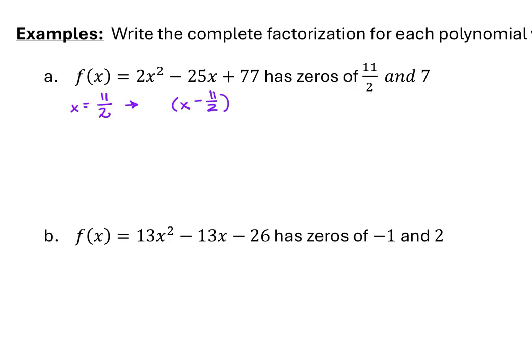You can do that. Or you can also do what we talked about just a second ago: if you don't want to work with fractions, we can take this denominator and make it the coefficient. And so we can also write this as 2x minus 11. All right, we also have a zero of 7. And so we can write this as a factor, x minus 7, in either case.